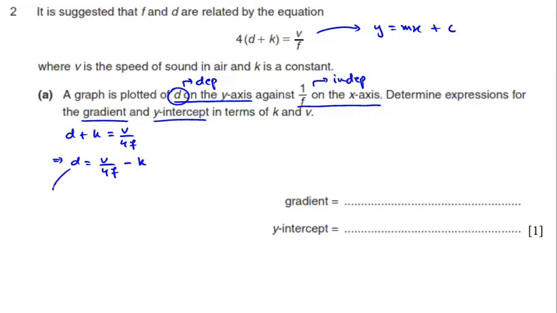Now the dependent variable d is in its place, and on the other side of the equation we have two terms. Now we have to identify the term that contains the independent variable. The independent variable is 1 over f, and this is the term that contains 1 over f. So let's separate 1 over f from the rest of the term first to determine the expression for gradient. So v over 4f can be written as v over 4 times 1 over f, and the other term on the other side of the equation is minus k, that adds to the term that contains 1 over f, so it can be written as plus minus k.